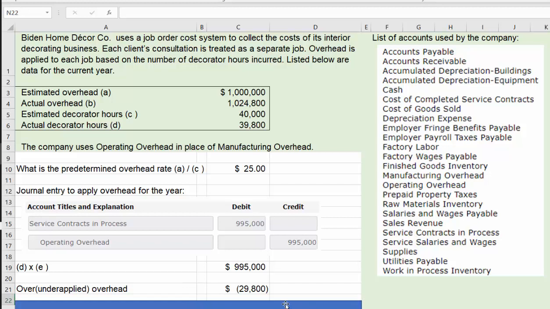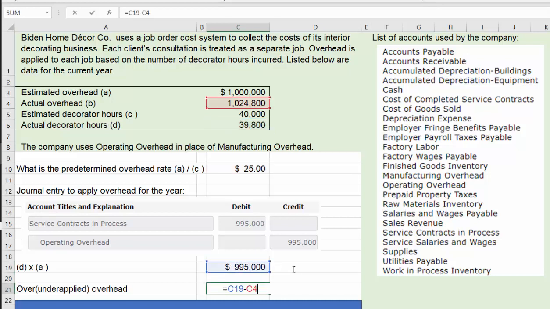Okay, then the last part of this just simply says, what was the overhead applied? Well, with overhead, how much overhead was over applied or under applied. Okay, and what you have to do is compare actual overhead to what was expected. So if I hit the F2, what we see is, well, the actual overhead was $1,024,800, right? $1,024,800. And if we look at what the overhead applied was, which we already calculated by taking the actual hours times the predetermined rate, which was $995,000.